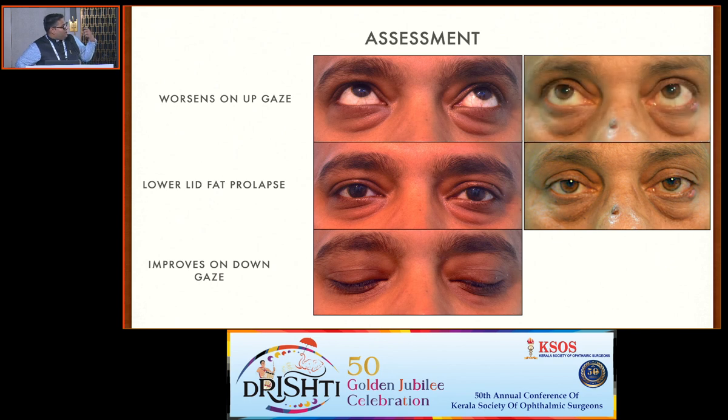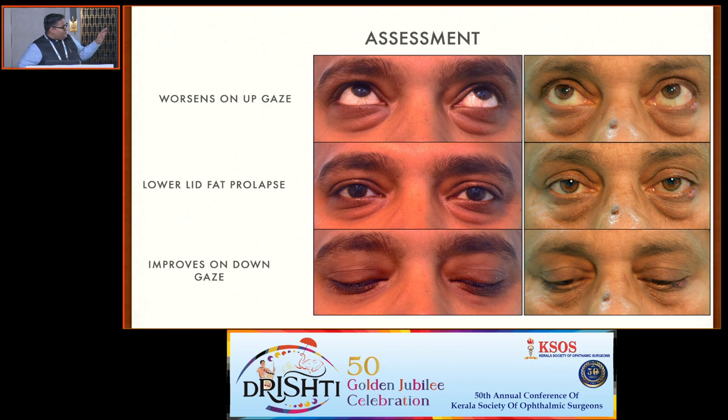Ask the patient to look up, it becomes more prominent. Ask the patient to look down, the fat pads have disappeared, but you can see there is still some excess skin. So this is a patient in whom I'd want to do a transcutaneous blepharoplasty, tighten the skin, and also look at the inferior scleral show in this patient.